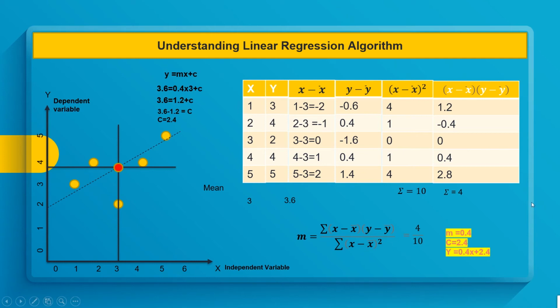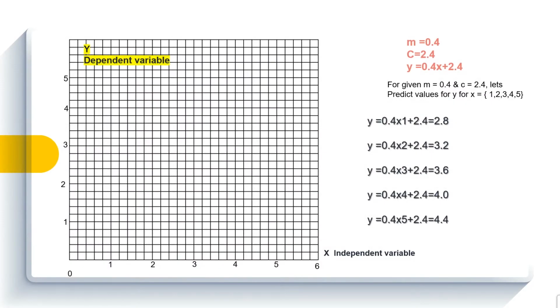So what we have? We have m equals 0.4, c as 2.4, and then finally when we calculate the equation of the regression line, what we get is y equals 0.4 times x plus 2.4. So this is the regression line. So here you are plotting your points, the actual points. Now for given m equals 0.4 and c equal 2.4, let's predict the value of y for x equal 1, 2, 3, 4 and 5.